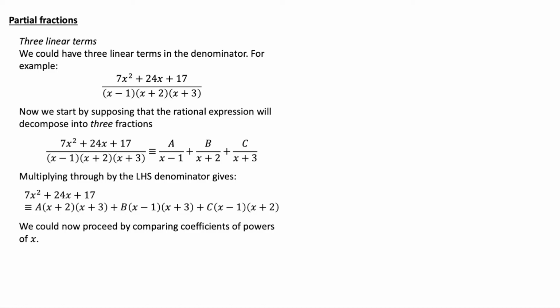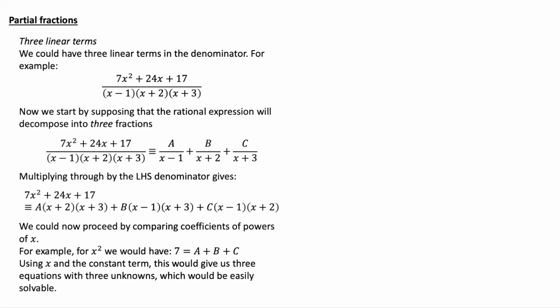And we could now proceed by comparing coefficients of powers of x. So if we have a look at x squared, we can see that we have an Ax squared from the first part, a Bx squared from the second bit, a Cx squared from the third bit. So that would mean that we have 7 on the left hand side, 7x squared, and that would have to be equal to A plus B plus C. And using x and the constant term as well, this would give us 3 equations with the 3 unknowns A, B and C, and that would be easy enough to solve. What I'm going to say though is have a try at that for yourself.